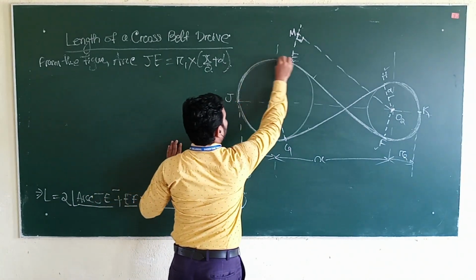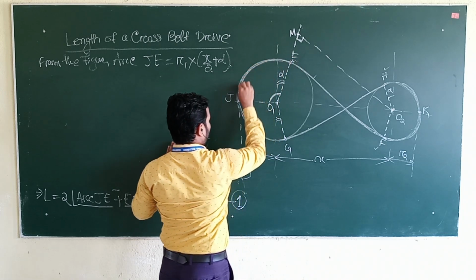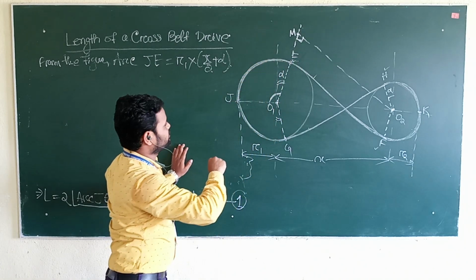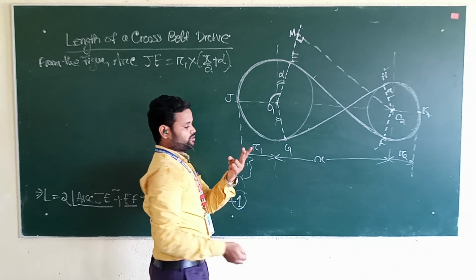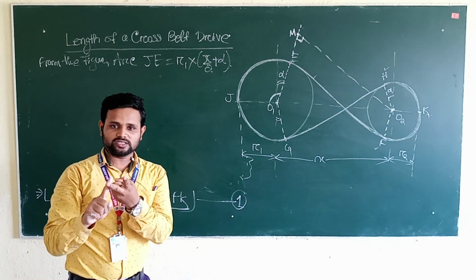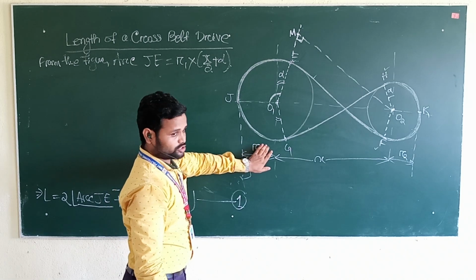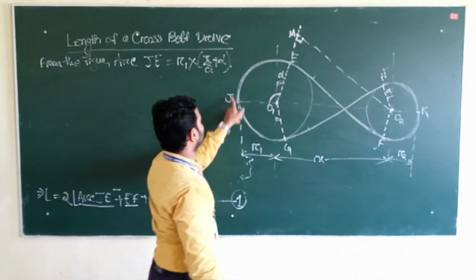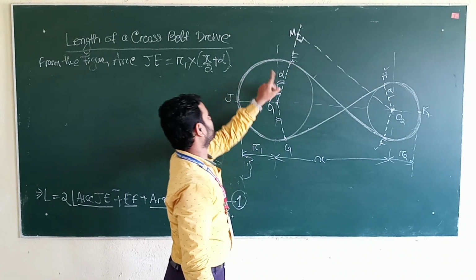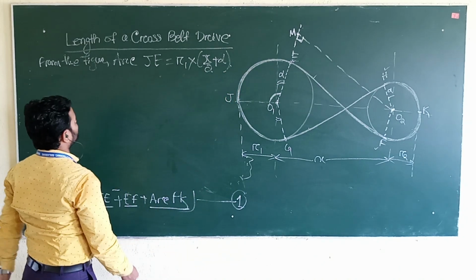This is the arc JE. If you calculate the length of the arc, then you have to multiply two terms: the first is your radius, the second is your angle. So the radius is your R1 in case of the larger pulley, and the angle made by JER is your 90 plus alpha, that is pi by 2 plus alpha.